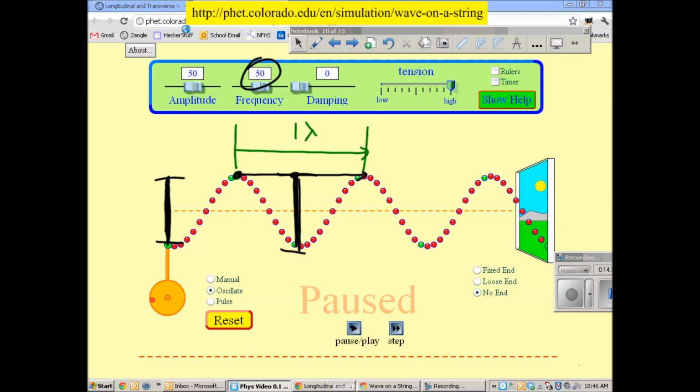Unfortunately, the units aren't calibrated. But what that's saying is, if this particle goes up and down 50 times in a second, then this particle goes up and down 50 times in a second, and this point here would travel 50 wavelengths forward. Okay? So that is frequency and period.